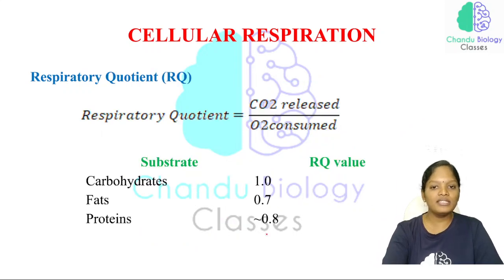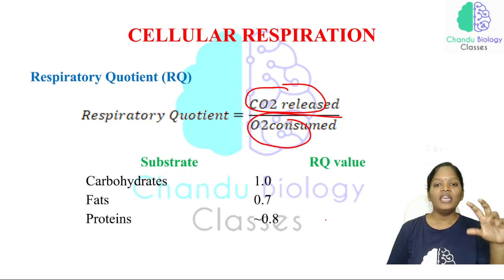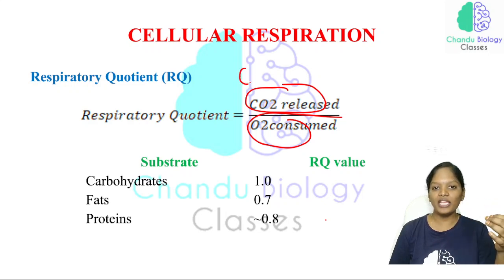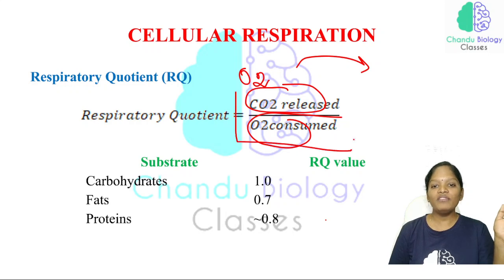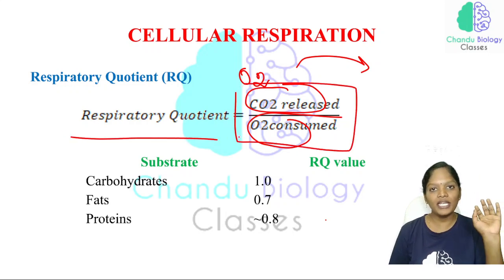So we'll discuss this respiratory quotient. Respiratory quotient means the ratio of the carbon dioxide released to the oxygen consumed during the reaction. In a reaction, for a given amount of oxygen consumed, how much carbon dioxide is released? So the ratio between the carbon dioxide released and the oxygen consumed is called the respiratory quotient.